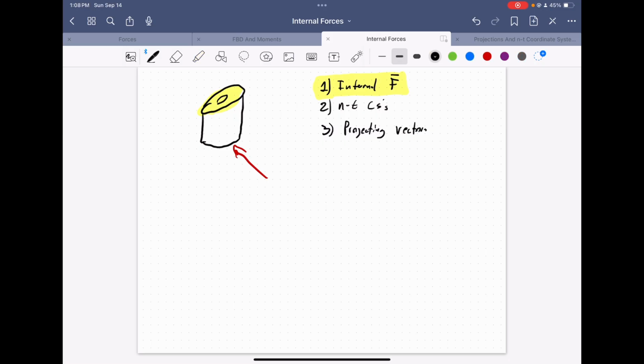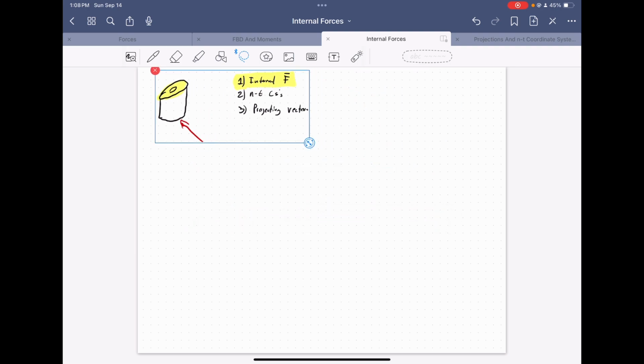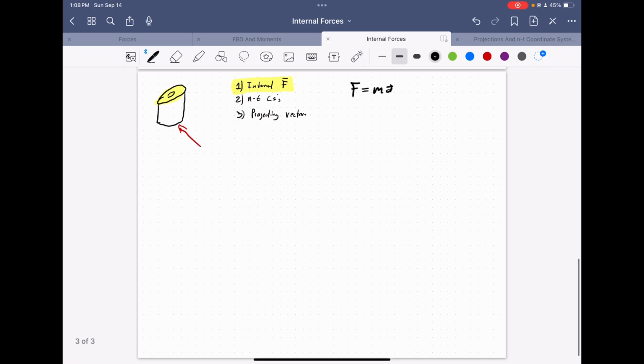So first, when we're looking at this stuff, we can shrink this down here. So when looking at internal forces, we understand that F equals mass times acceleration, right? And so we know that if we have an object and we apply a force on it, and this object has a mass, it is going to end up accelerating in that direction or in a direction, right?